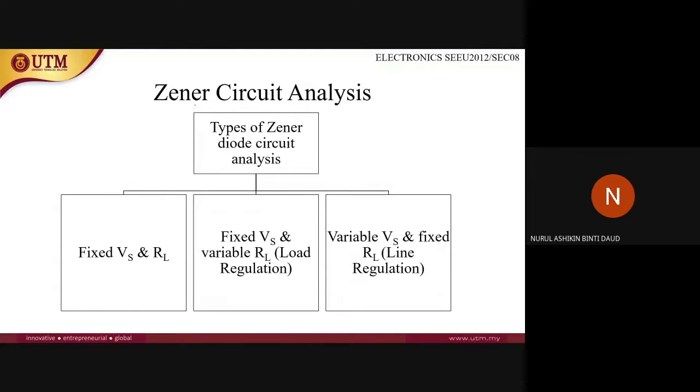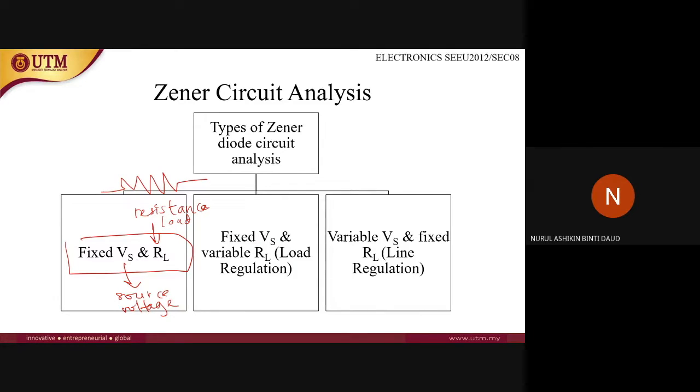Okay, next, let's look into Zener circuit analysis. Okay, so there are types of Zener diode circuit analysis that you have to know, which is fixed VS. VS means source voltage. So this is for fixed source voltage and also fixed resistor, the load resistance. So both are fixed, the source voltage fixed, the resistor also fixed.